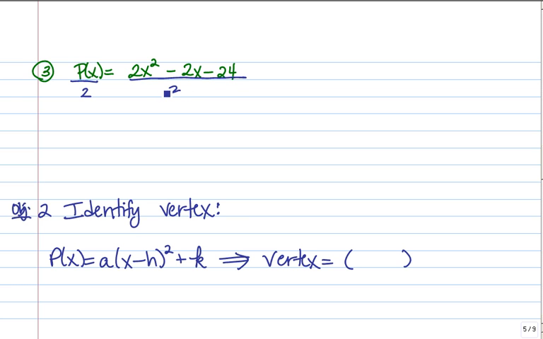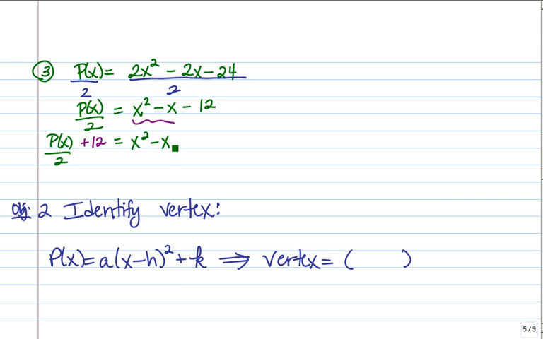Okay, what makes this ugly sometimes is that that coefficient doesn't nicely divide the other terms, but it does happen to do so here. So I would get p of x over 2 is equal to what? X squared minus x minus 12. So now I need to get the terms for the x by themselves. So I'm going to have to subtract, well, actually not subtract, but add 12 to both sides. Okay. So I removed the constant. Now I've got to complete the square.